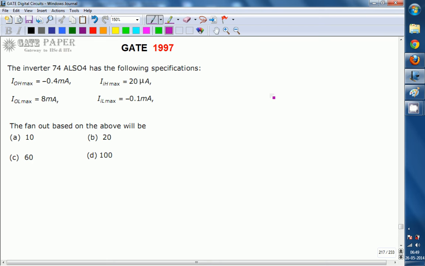IOH maximum is minus 0.4 milliamperes, IIH maximum is 20 microamperes, IOL maximum is 8 milliamperes, IIL maximum is minus 0.1 milliamperes. The fan out based on the above values will be: A) 10, B) 20, C) 60, D) 100. So you are going to calculate the fan out of this inverter given the following parameters.